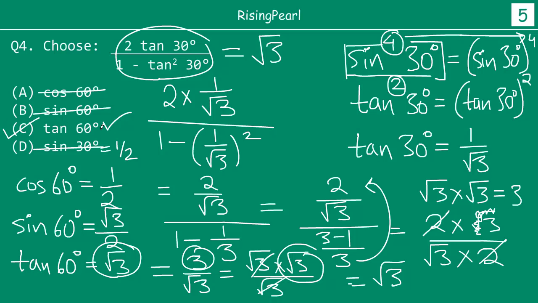Tan 60 degrees. So friends, these are some of the types of questions that you will be getting on trigonometric ratios of these specific angles. We will take a look at some more types of questions in the next webisode.